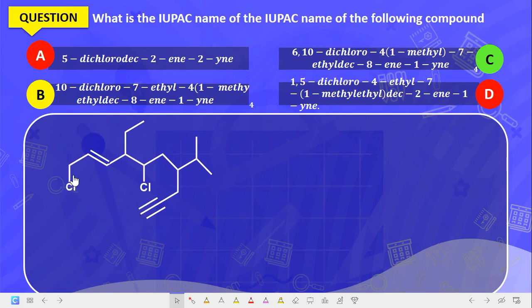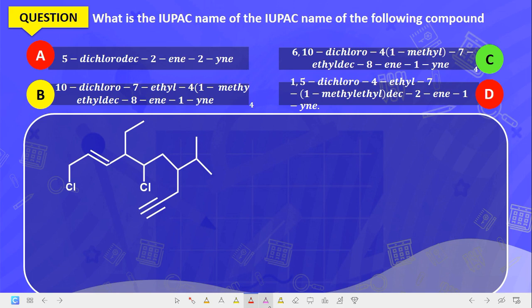Every other chain like this one, 1 2 3 4 5 6 7 8 9. This one also 9. Are you getting it now? So the longest continuous chain is this chain that runs from here like this down to this point and then finally here. Now the next thing is to number your longest continuous chain. Why are we numbering it? We number from the side that we get to any of the unsaturated carbons.